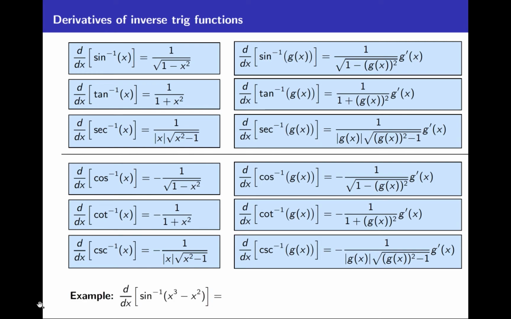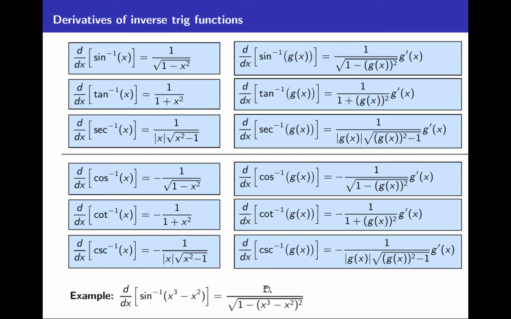We'll start off with an example. Think about the derivative of sine inverse of x cubed minus x squared. That's the derivative of sine inverse of a g of x, where the g of x is x cubed minus x squared. So the answer is going to be this. It's going to be 1 over the square root of 1 minus that g of x squared times the derivative of the g of x.